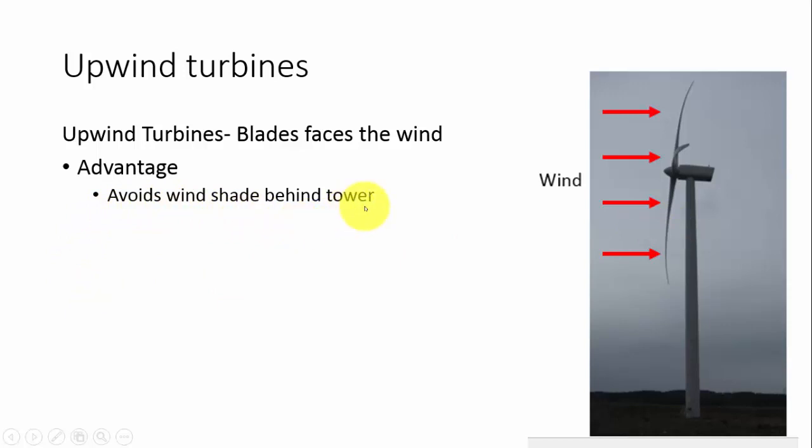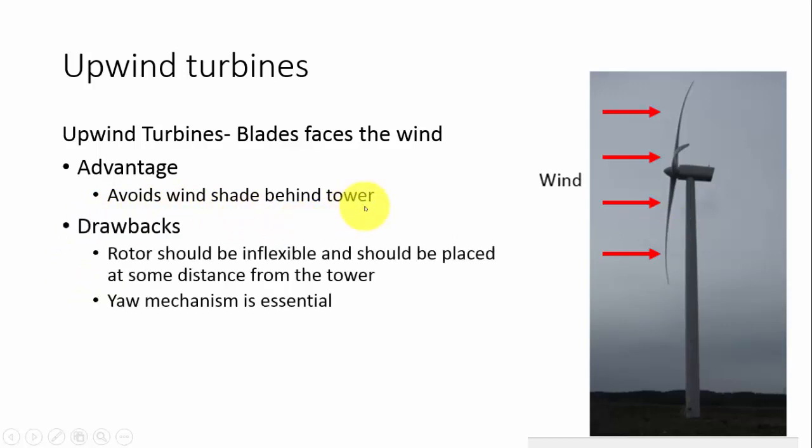That is an advantage. And it has some drawbacks also. It should not have flexible blades. The blade should be rigid. If it is flexible, it will be deflected by the wind to some extent and it may hit the tower. That will be very dangerous. It will cause damage to the whole system.